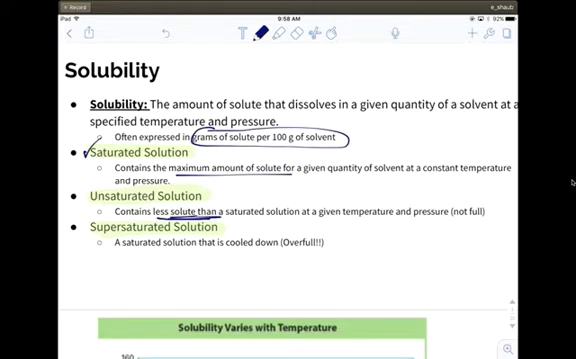Same thing with iced tea. If you've ever had sweet tea, that's actually a supersaturated solution. Or if you've ever made hummingbird food, you actually have to heat it up to dissolve the sugar, and then if you cool it down, then that is why it tastes overly sweet.